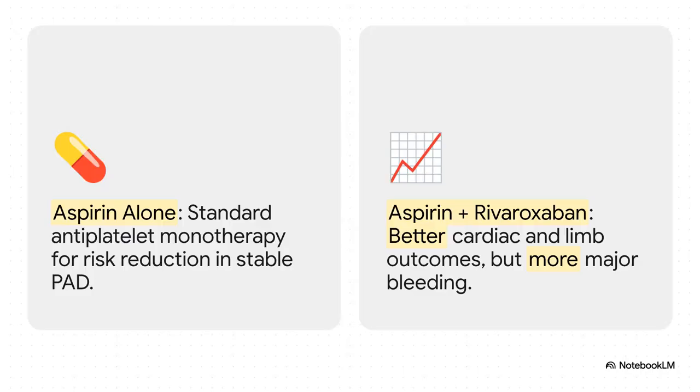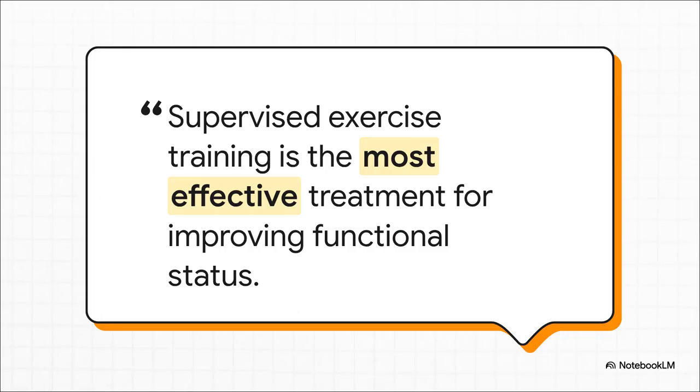Now, when it comes to antithrombotic therapy, the COMPASS trial really did change the game. What it showed was that adding a small dose of rivaroxaban to aspirin significantly cut down on both heart problems and major limb problems. Now, what's the catch? Well, there's a higher risk of major bleeding. This is where you have to sit down and have a real shared decision-making conversation with your patient about the risks and benefits.